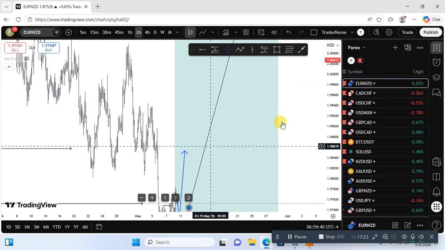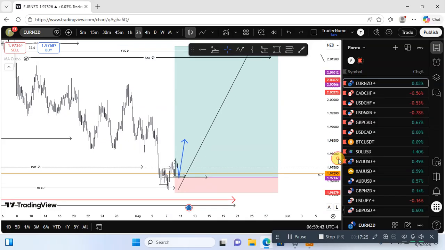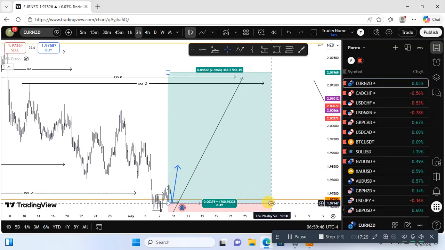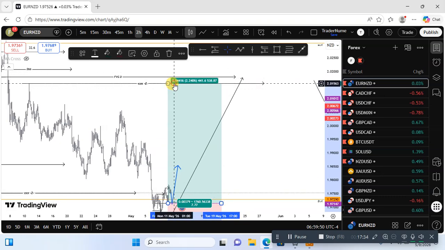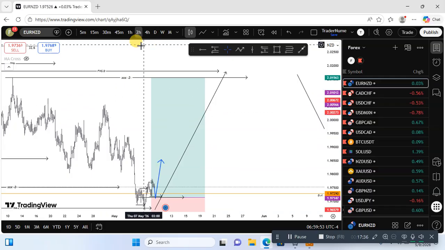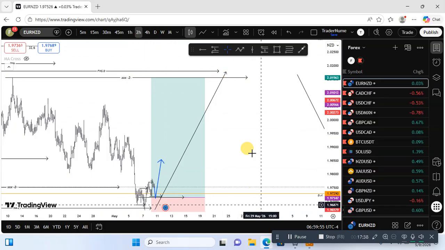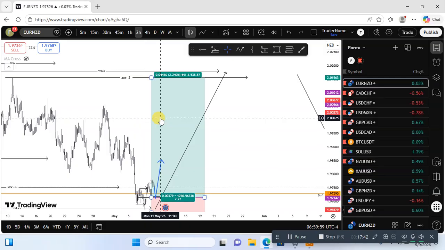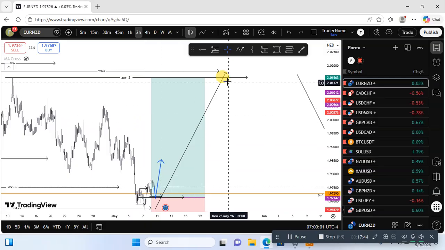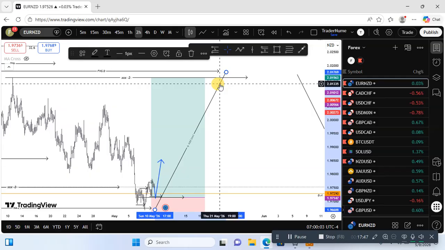We'll still be targeting that high, right? Because overall, that's where price is going. So next week, we are looking at buys to this point. Then we'll watch how price reacts from here to give us the sell continuation. This buy is kind of a retracement, right? So this is what we are looking at for Euro NZD.